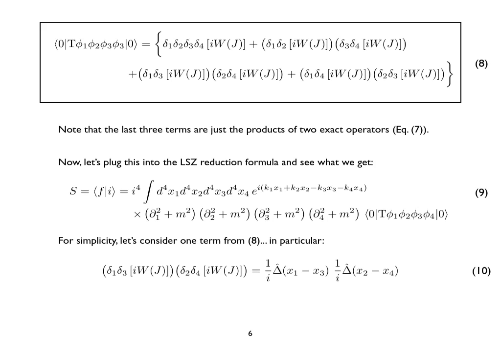Okay, so let's see how this works. We want to take equation 8 and plug it into equation 9. Let's consider one term, and then we'll work out the others. First, let's consider the first term on the bottom line of equation 8. We just worked these out, right? These are the 2-point functions. So this term is a product of two 2-point functions. One has arguments x1 and x3, the other has arguments x2 and x4. So we would plug that in there, and then that would get plugged into here.